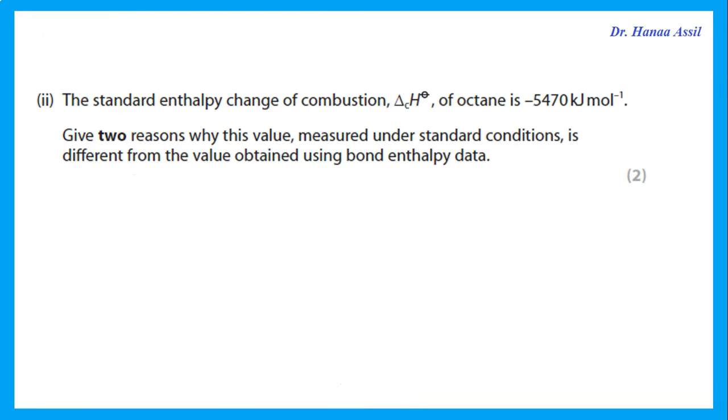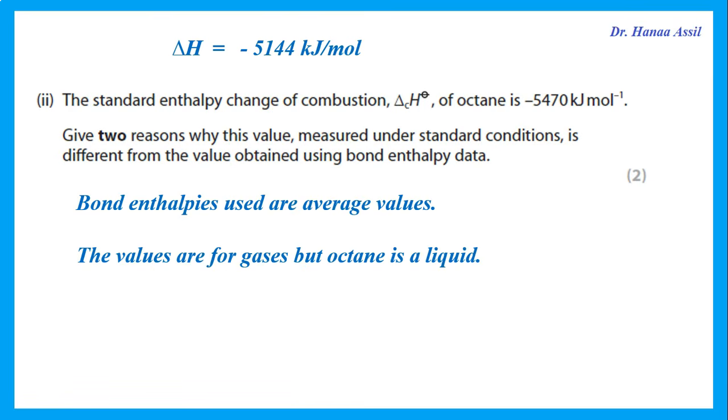The standard enthalpy change of combustion of octane is actually this. Give 2 reasons why this value measured under standard conditions is different from the value we obtained. This is the value we obtained, so this is lower than the actual value. We said any delta H calculated using bond enthalpies would be lower than the actual value. Why? The bond enthalpies in the table are average values, and they are values for gases, while the octane that we're talking about is a liquid.